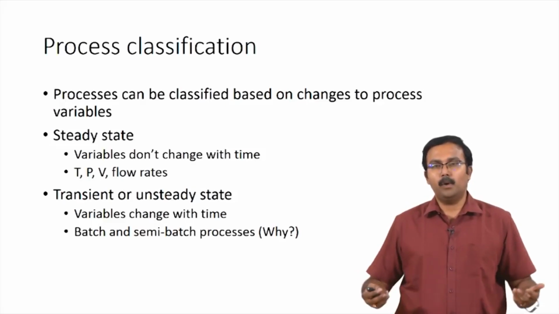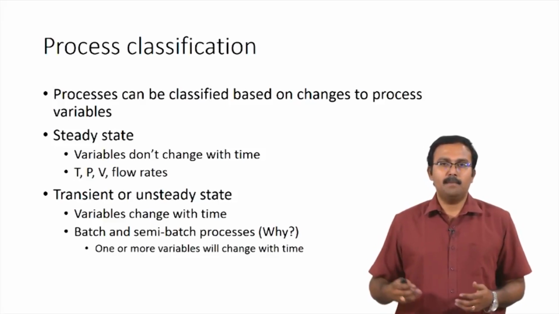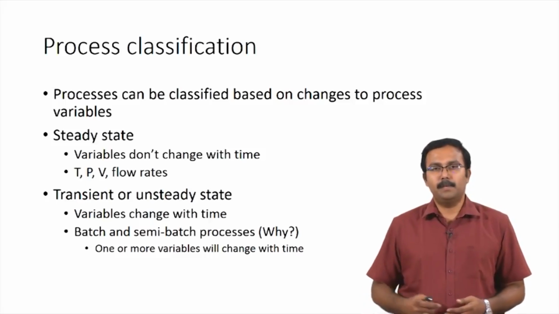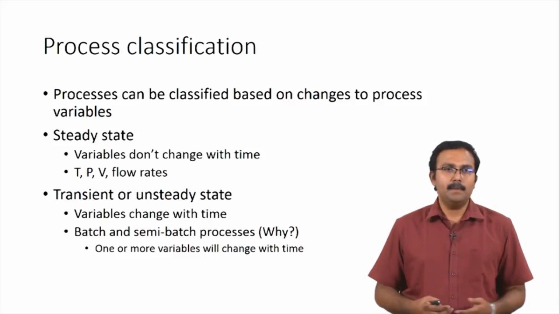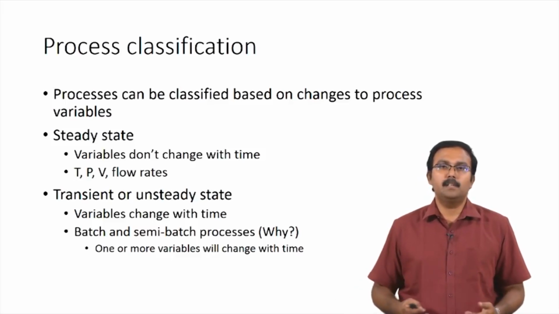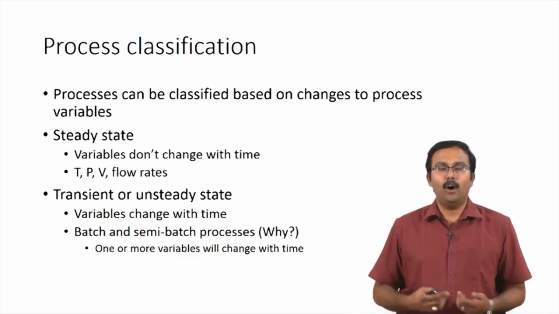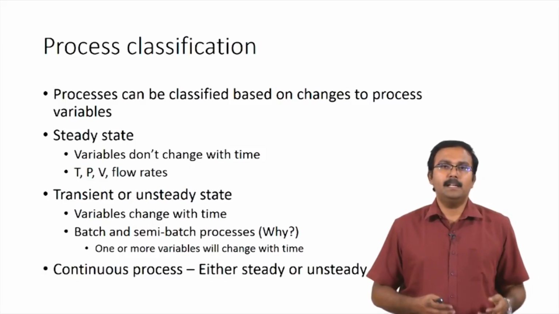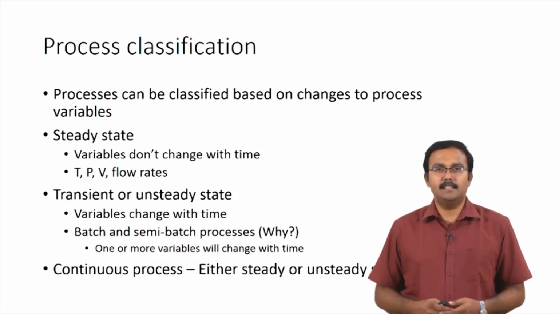Can you think of a reason why? Because in batch or semi batch process, one or more of the variables will change with respect to time. For example, in a semi batch process, you would be having only an input or an output, which means the volume will have to change or the pressure will have to change. You can have continuous processes operating either as steady state or as unsteady state processes.